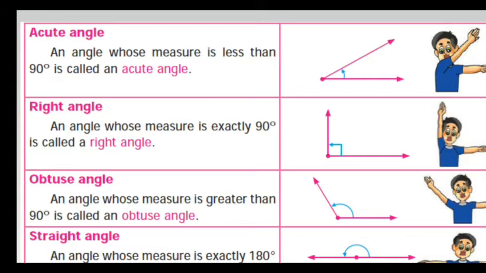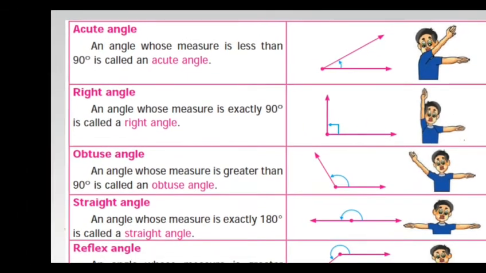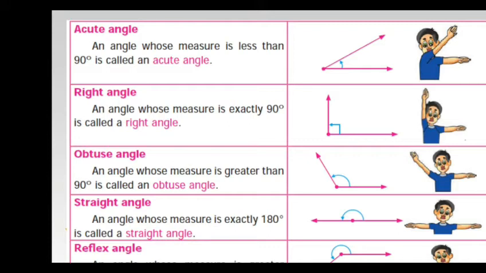Fine. And then we have right angle. An angle whose measure is exactly 90 degrees is called a right angle. Okay. An angle whose measure is greater than 90 degrees is called an obtuse angle.